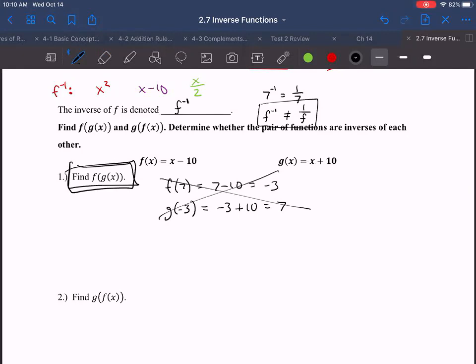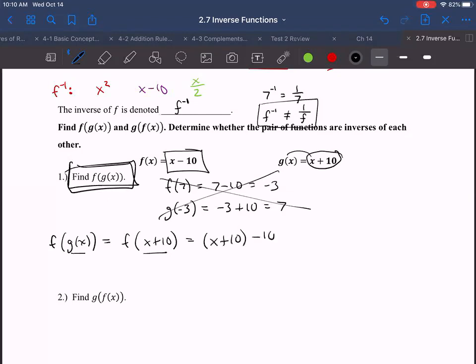And so if we do that, if we plug one function into the other, we get f of g of x is equal to f of x plus 10, right? We're plugging in x plus 10 for g of x right here. So we replace that g of x with x plus 10. And then inside of f of x right there, we're going to replace that x with x plus 10. So it'll be x plus 10 and then minus 10 like that. And if you notice, when we do that, we end up with just x.